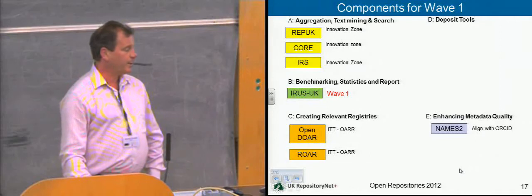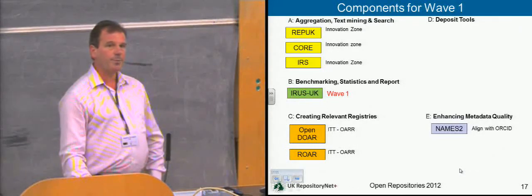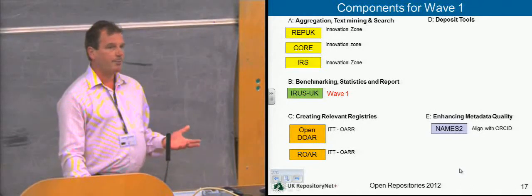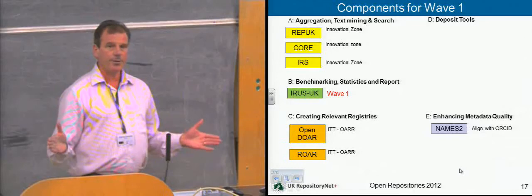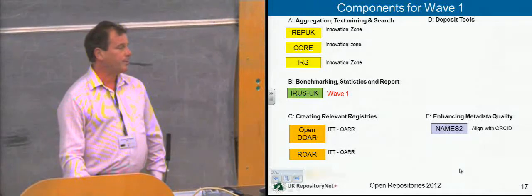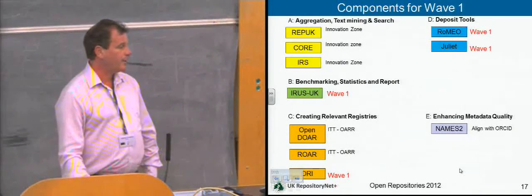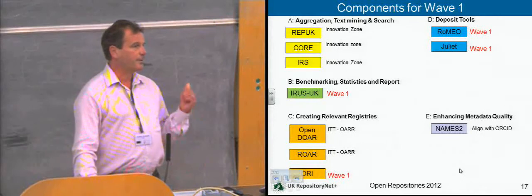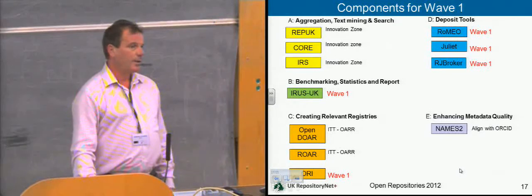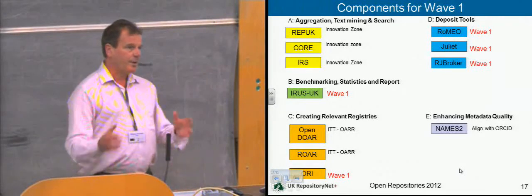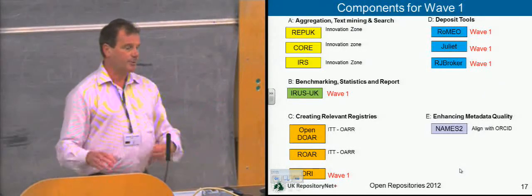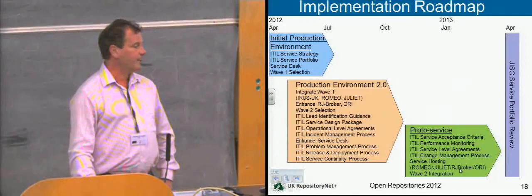So as part of Wave 1, we've got IRIS UK, provided by MIMAS, which provides our reporting and benchmarking facility. It's all COUNTER-compliant. It will be the first one in the world that will give you an overall global view of what's happening in terms of downloads from repositories and impact. We also have Romeo and Juliet. Romeo gives information on publisher policies, Juliet on funder policies, and we also have the RJ Broker, which is our intelligent piece of middleware for getting deposits into the right repository from publishers or from researchers.